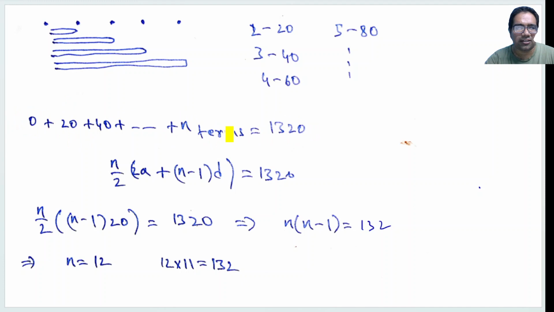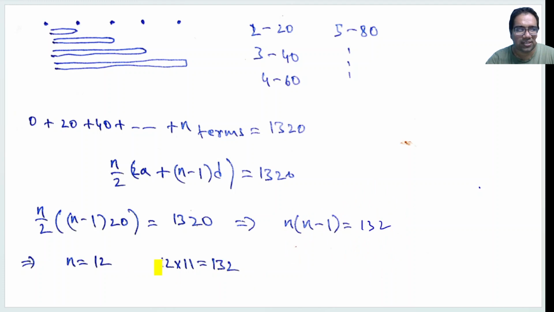We know this is an arithmetic progression now. The common difference is d, which is 20, the first term a is 0, and n is what we have to find out. The sum is n by 2 times (2a plus (n minus 1) into d) equals 1320. 2a means 0 only because a is 0. So n by 2 into (n minus 1) into 20 equals 1320. This 2 will go into 20 ten times, and the 0 will cancel on both sides. So n into (n minus 1) is 132.